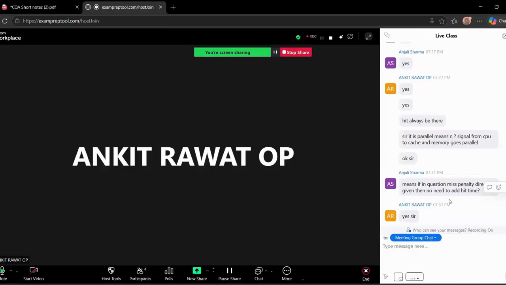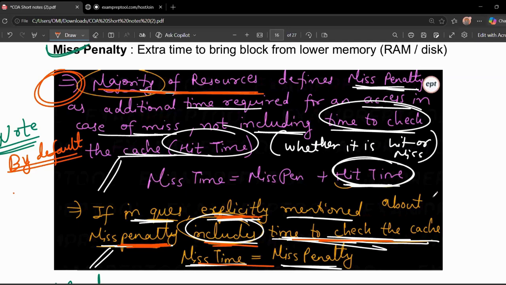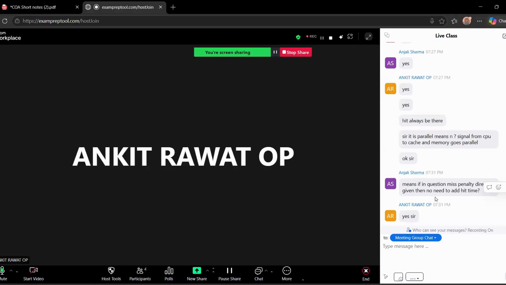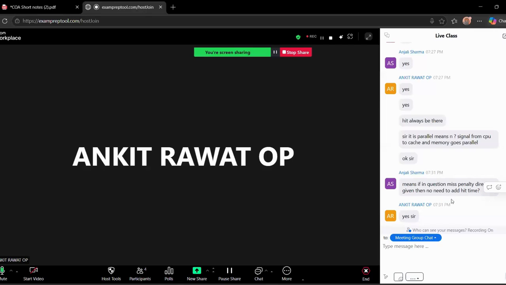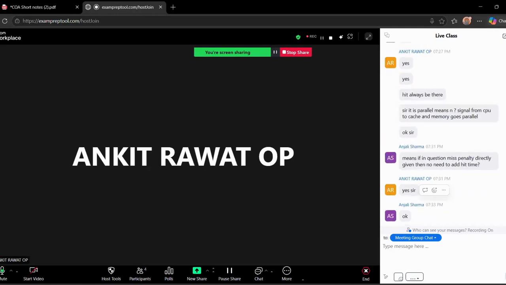Now, what you can do is go by the options. By default you would add it, but sometimes we can't decide, because there is much discussion involved in this type of question: some majority of resources follow it, some don't. So you can always check the options and go with it. It won't take much time.